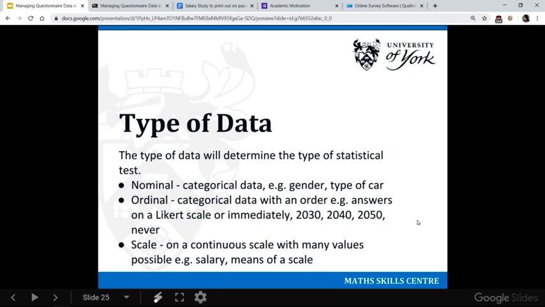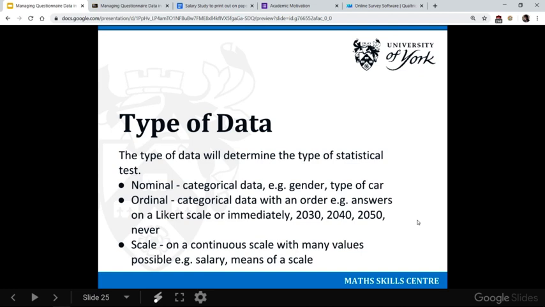We also have ordinal data. Ordinal data is like nominal because it's categorical data, but it's different because it has an obvious order to it. So the most common type of ordinal data is anything that's on a Likert scale, this sort of strongly agree to strongly disagree scale. And we've got examples of that in the academic motivation survey. We've also got an example in the electric car survey where we've asked people to answer in terms of immediately, 2030, 2040, 2050, or never. They're categories, but they have an obvious order to them.